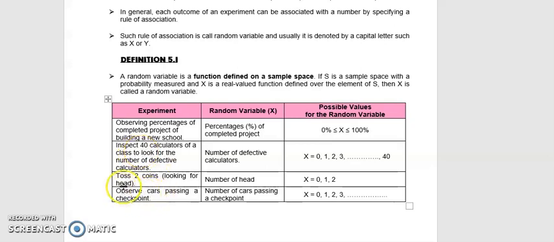Next experiment, toss 2 coins and then we are looking for heads. So what do we want to study here? We want to look at the number of heads. So the random variable here will be the number of heads. So possible values for X. If we toss 2 coins, what is the possible value of X? It means what is the possible number of heads we can get? So either X equals 0 or X equals 1 or X equals 2. X equals 0 means that we will get tails. So it means like this.